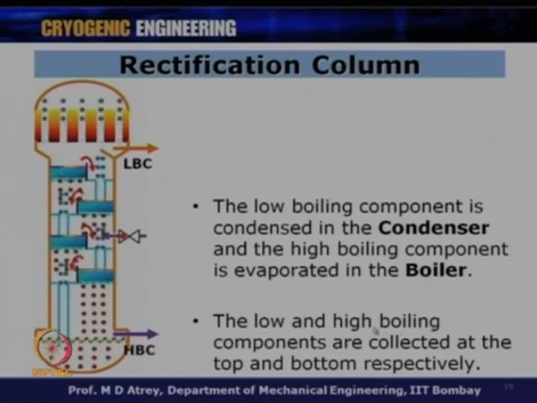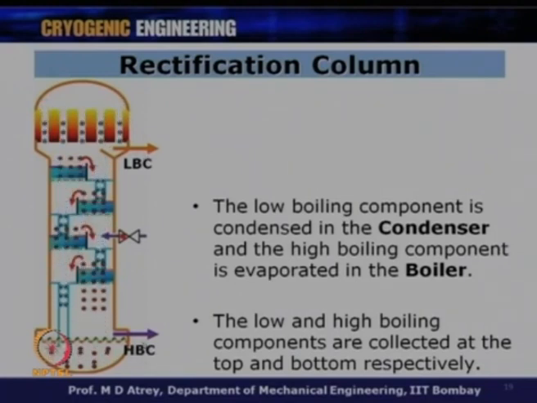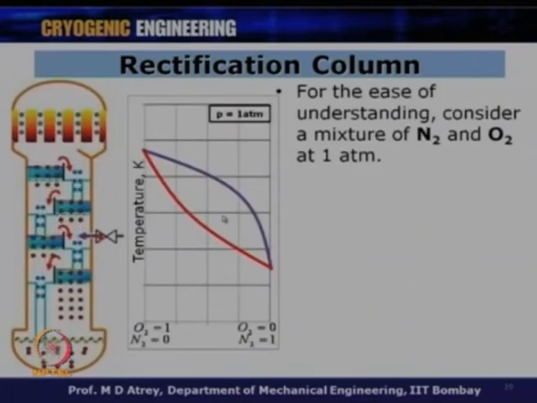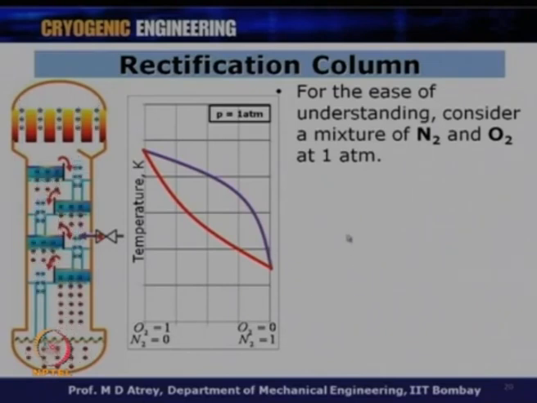The low boiling component and high boiling component are collected at the top and bottom respectively. So, the low boiling component, which is nitrogen, will be collected at this point, while the high boiling component, which will be oxygen, is collected from the boiler. Now, what is happening inside? What is happening inside in a plate?